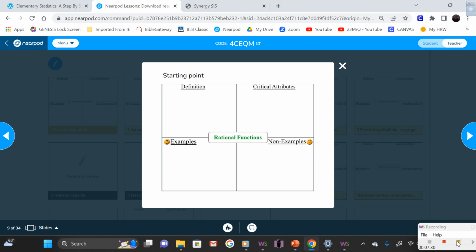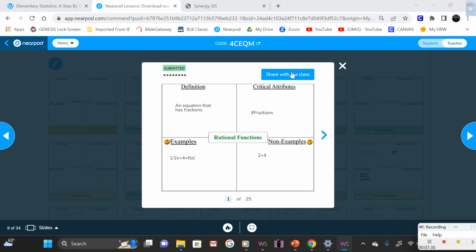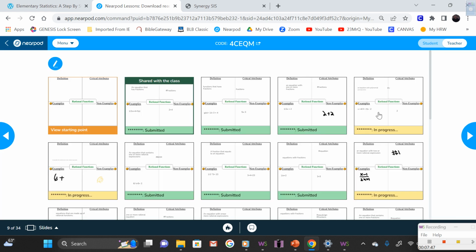Go. So let's see, correct answers on your screen. It says an equation with fractions. Yes, or rational expressions. So here's an example: f of x equals 1/2 x plus 4, a non-example, and a hashtag. All right.